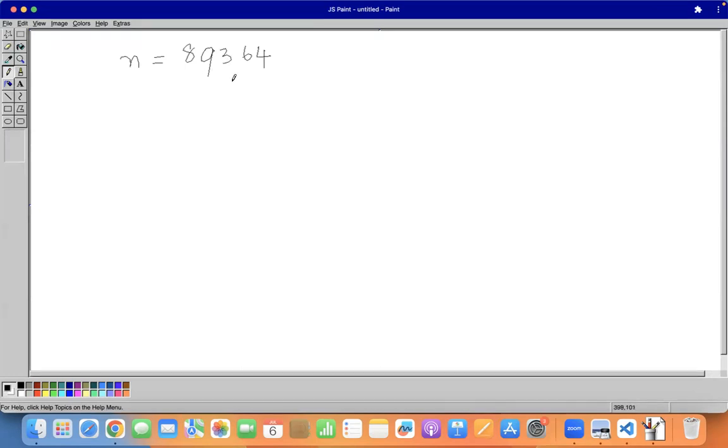So for this number, what are the digits? First of all, what are the digits we have? 8, 9, 3, 6, 4. These are the digits. Okay. How to find these digits? I have an algorithm. Let us divide this number first with 4. Sorry, not with 4. Let us divide this number with 10, modulus division. What is the result I am going to get?